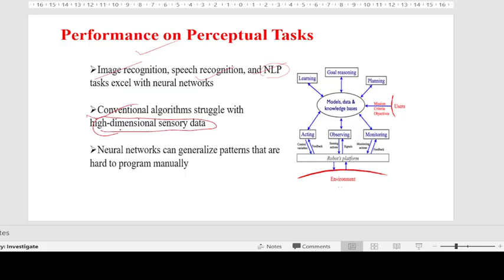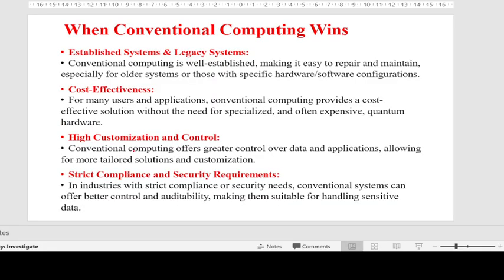What is the huge volume? We will discuss that in a later concept. Neural networks can generalize patterns that are hard to program manually. Some programs you cannot program manually, and in those cases you can generalize with deep learning. That is one of the beauties of deep learning.